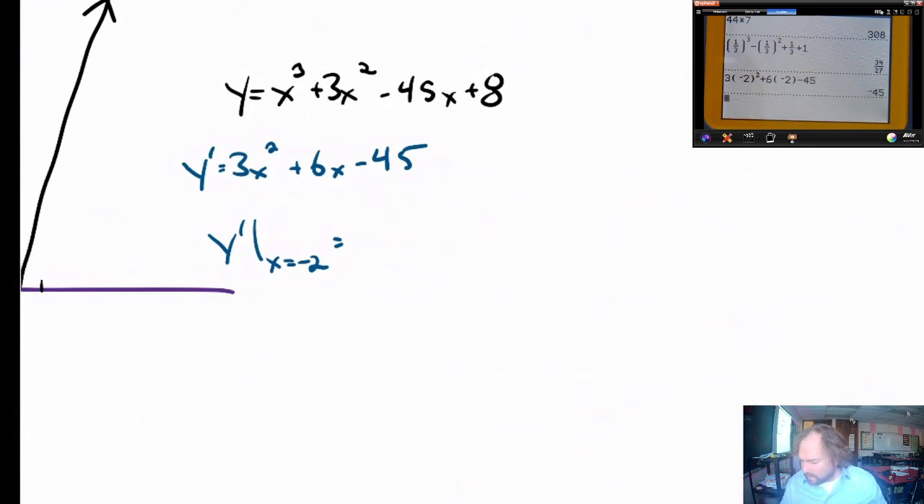It's going to be negative 45, looks like. That's interesting. Is that right? Yeah, it's 12 minus 12. So yes, this is negative 45. That is the slope at that point. That's part A.